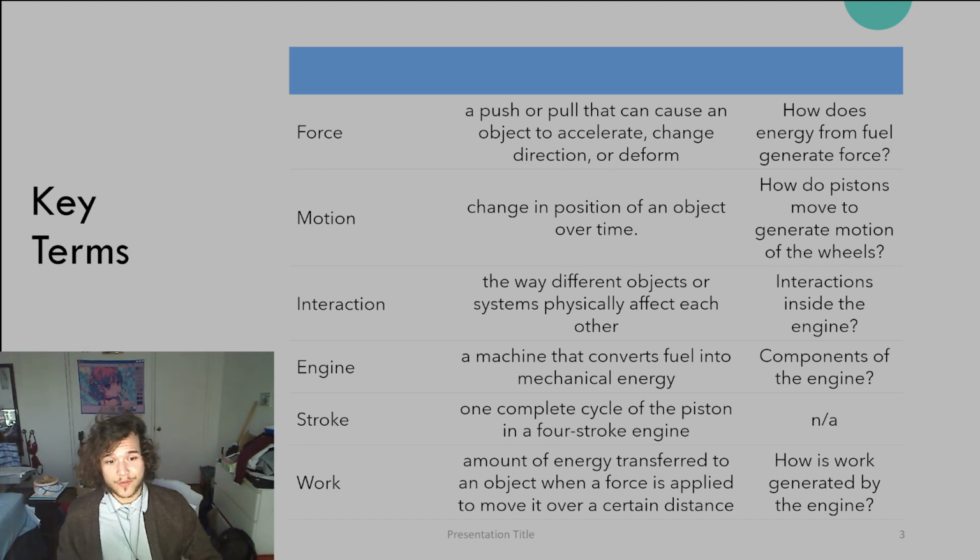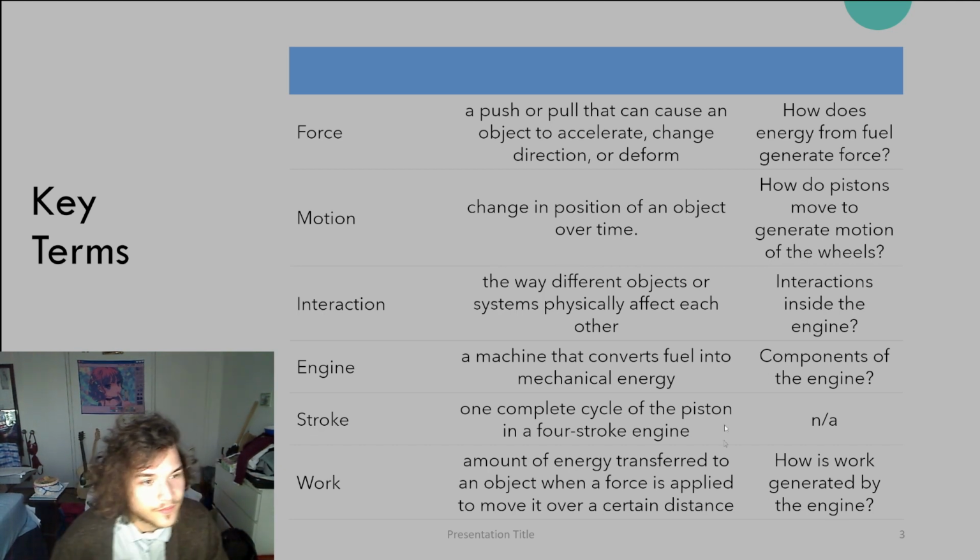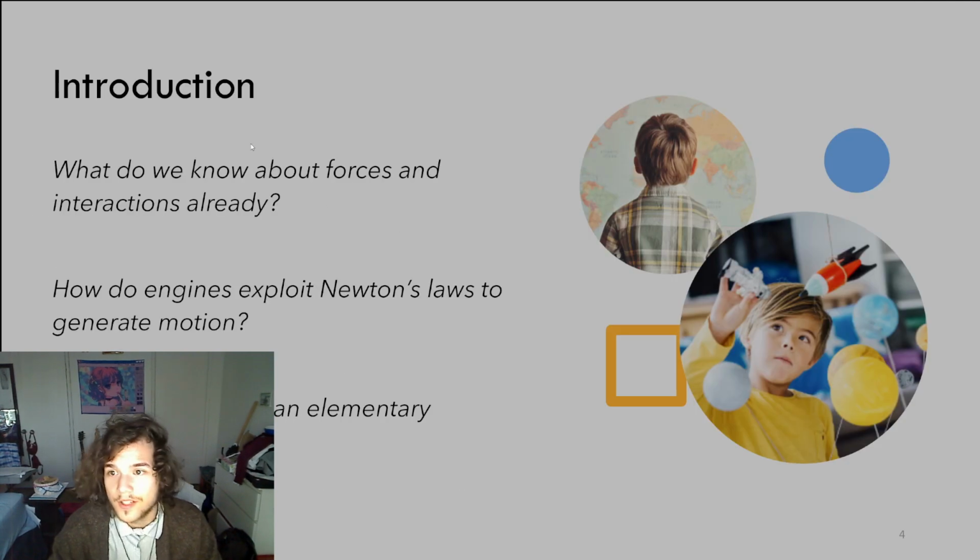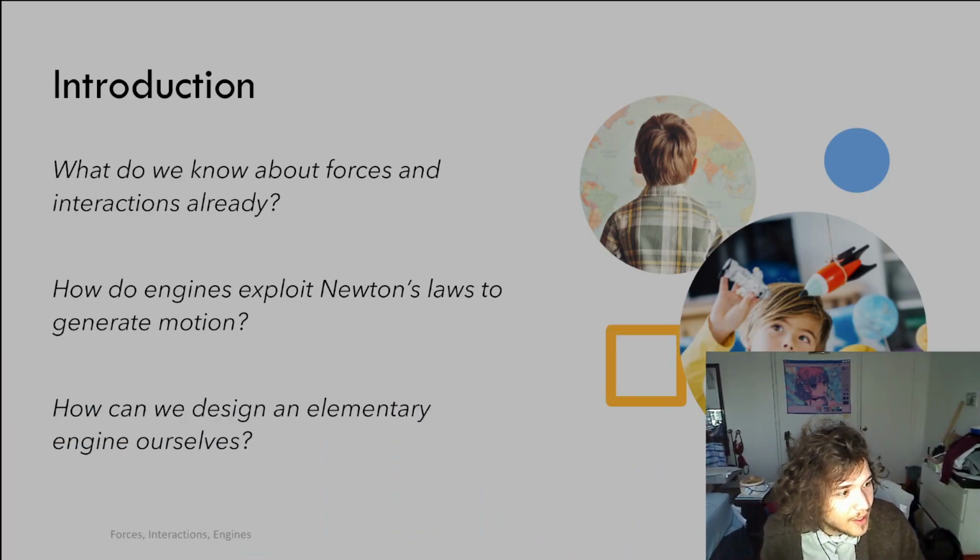And work is the amount of energy transferred to an object when a force is applied to move it over a certain distance. So work only occurs when force is applied over a distance. If there's no movement, there's no work. That'll come up later. And throughout this lesson, you'll answer all these questions to understand these better. So, more questions. Let me move myself so you can see them.